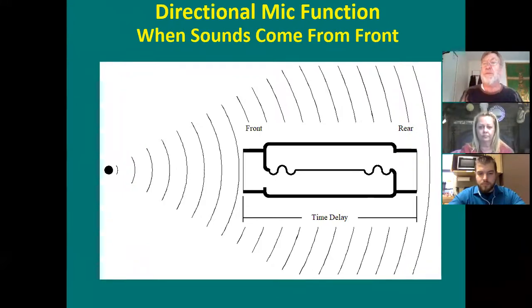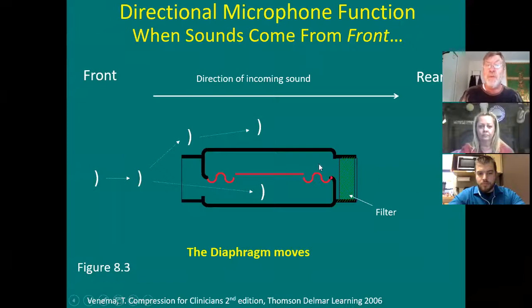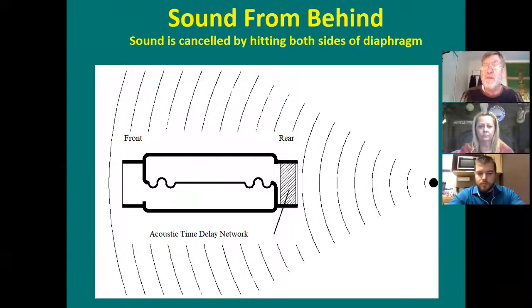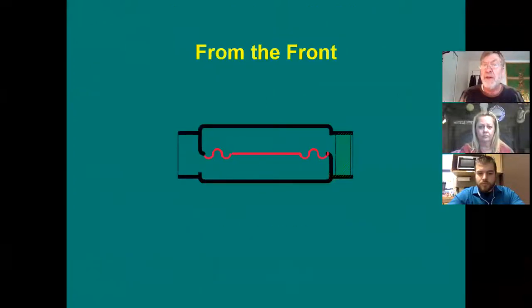Here's sound coming from the front. Here's a directional mic. It's got a front door and a back door. And there's a time delay, because sound's going to hit the front door a split second before the rear door. So here we go. Sound's going to come in the front door, and it's going to wiggle the diaphragm and carry on. So let's look at a schematic of that. Now, I don't have many moving slides, so I'm going to milk the crap out of this, okay? So sound comes in, wiggles the diaphragm, and carries on.